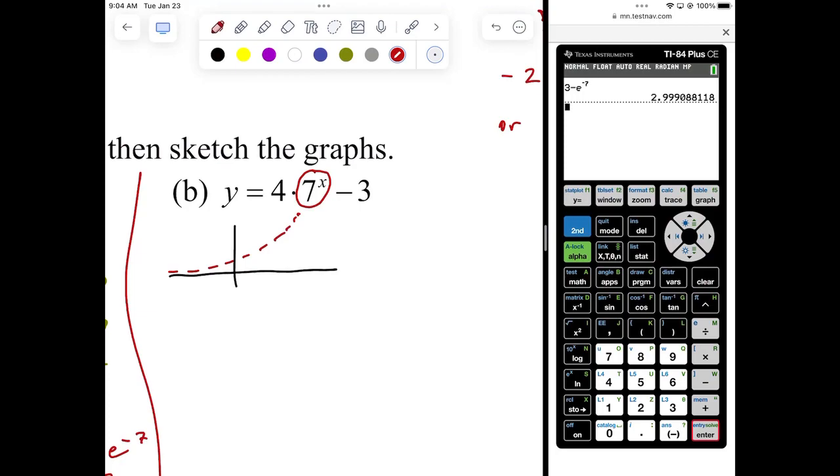Does that change the shape? It just makes it a little bit steeper, right? So I'm not going to show that. But what does the minus 3 do? Down 3. And that's important because that moves the horizontal asymptote, which used to be at 0.